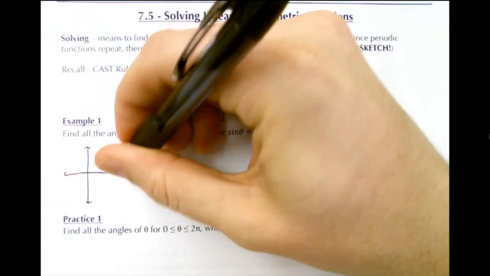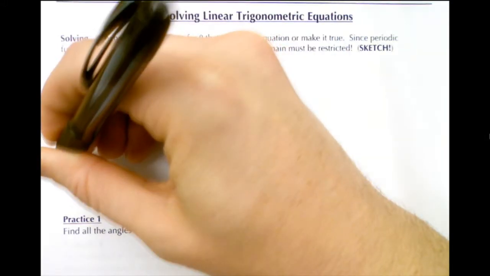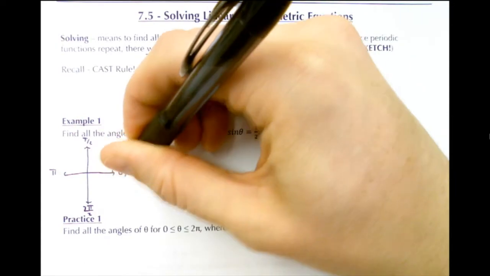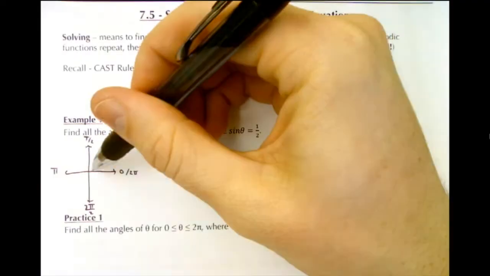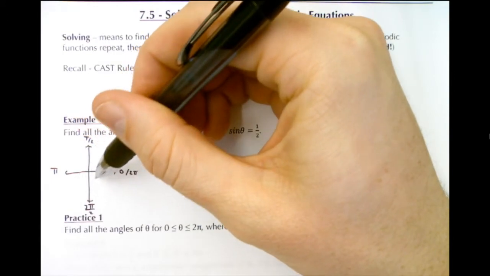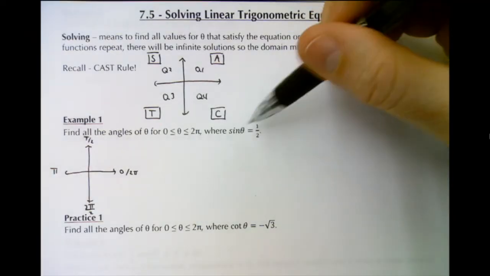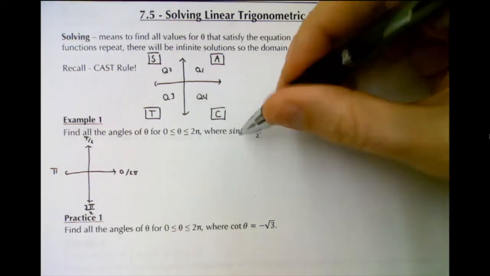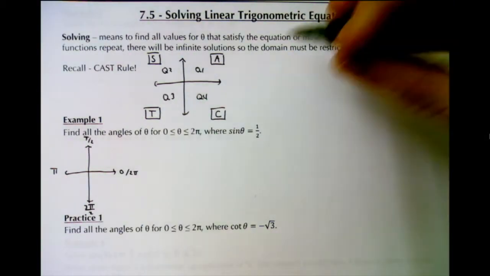So starting at 0, we could rotate all the way around to pi over 2 or pi or 3 pi over 2 or all the way back to 2 pi. And within that single rotation counterclockwise, we should be able to find all of our solutions. And we want ones where sine theta gives us 1/2. So that's saying that sine theta gives you a positive ratio. So where is sine positive?